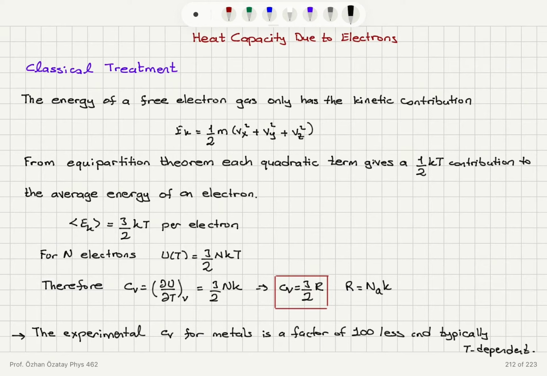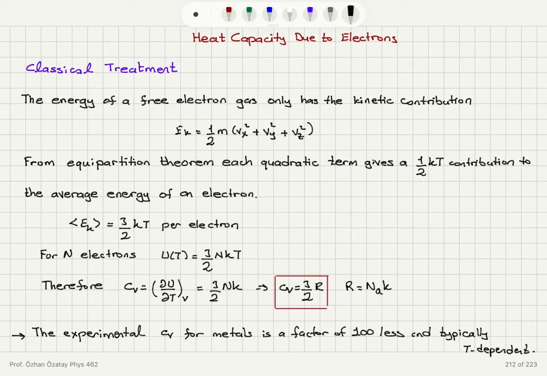For capital N electrons, we have to multiply this by capital N, 3/2 NkT, and we will find that CV, the derivative of the energy with respect to temperature at constant volume, is 3/2 Nk. For 1 mole, Na times k is the universal gas constant, so it will be 3/2 R, which is the molar specific heat.